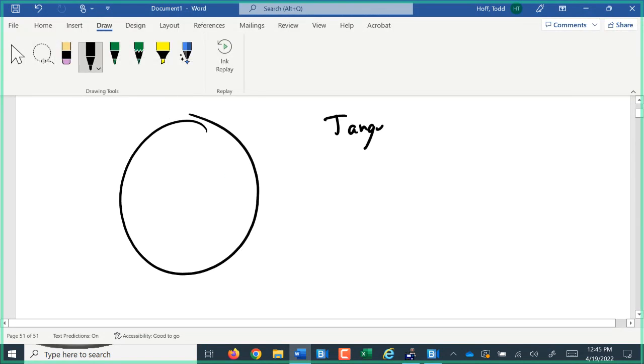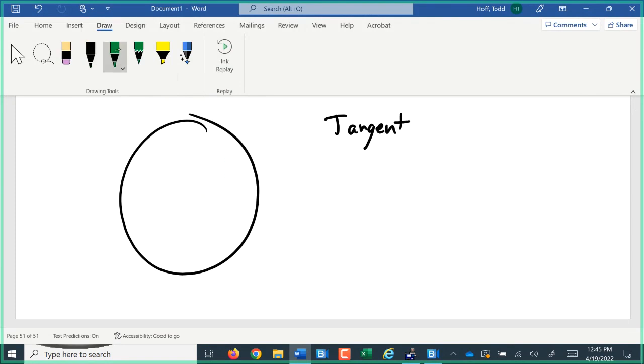Tangent. What does the word tangent mean? A tangent touches the circle at exactly 1 point. So it only contains 1 point on the circle. All the other points are outside the circle.